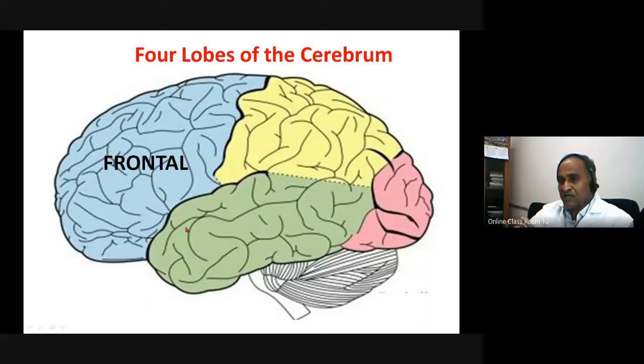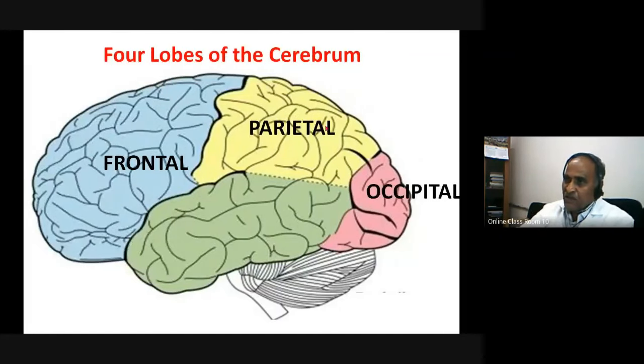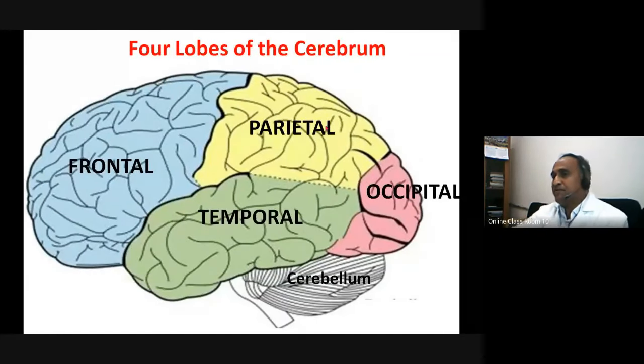This is the temporal cortex, the greenish area, just inferior to the central sulcus and lateral sulcus, and this is a dotted line. The calcarine separates the occipital cortex. These are the four areas. Maybe you can see this is parietal, yellowish. This is occipital, the pink one. Then this is the temporal area of the cerebrum.